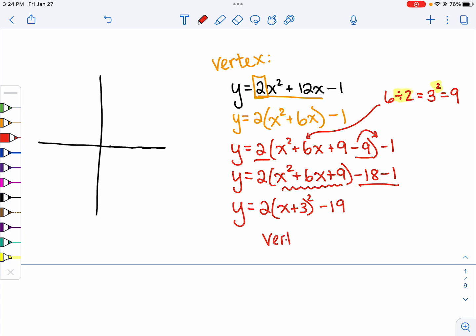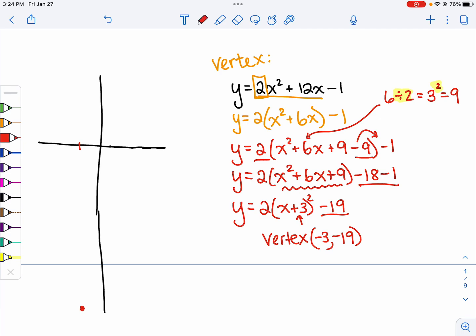So then to find the vertex, it's the opposite of this guy, so negative 3. And this one, negative 19. So if we did graph that, it would be tricky, but we'd be at negative 3 and then somewhere really low down, negative 19. So we'd be down here.